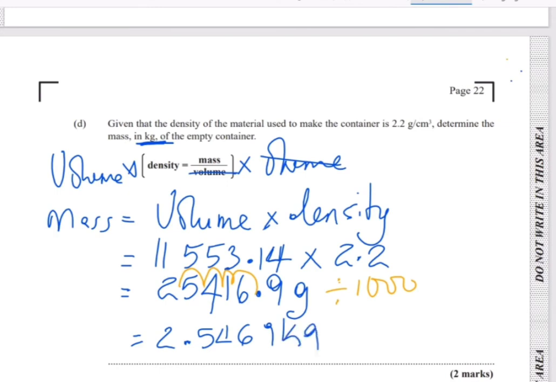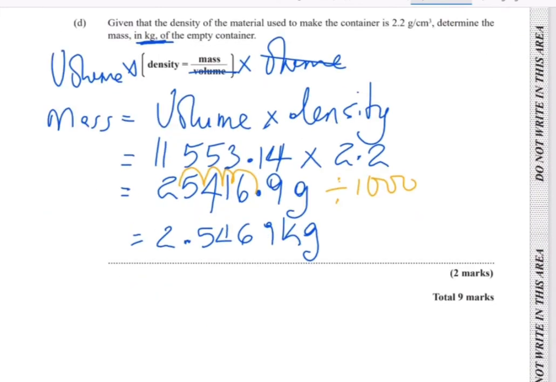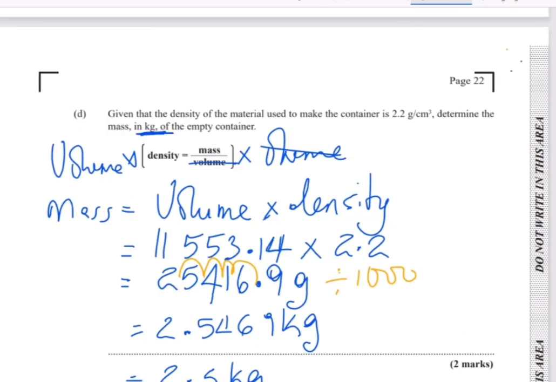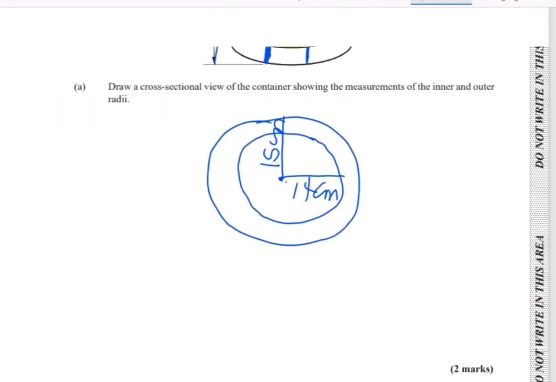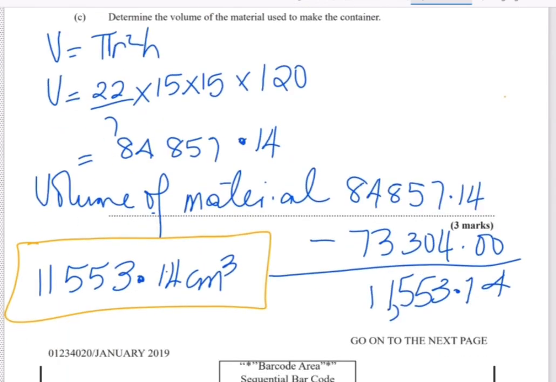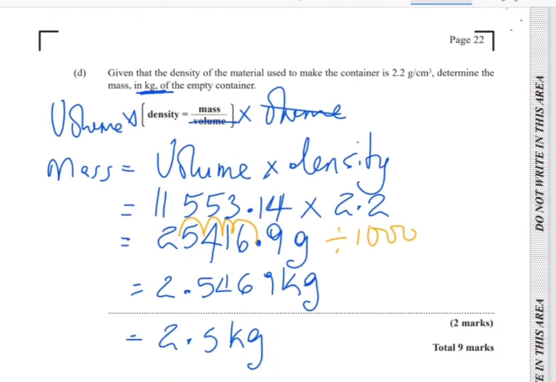2.5469 kg. Alright, and now we could round it off to one decimal place, which would put us at 2.5 kg. The question didn't specify, so I would round it off to one decimal point. That would be it for the last question, finding the mass of the material. So the mass of the material would be 2.5 kg. The total marks for this question is 9 marks. So here we start with 2 marks, then another 2, so that's 4, plus another 3, so that's 7, plus another 2, and that's 9.